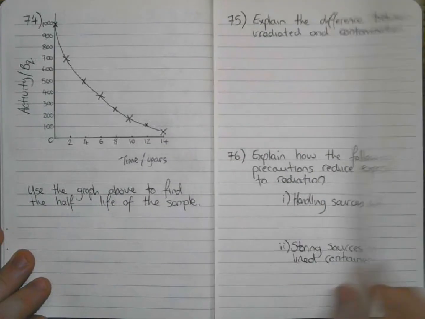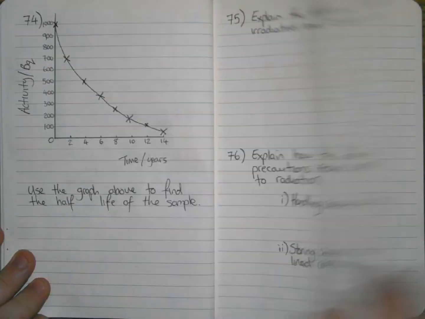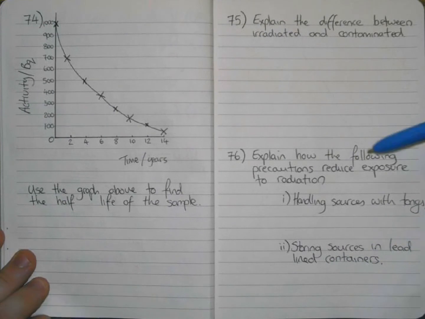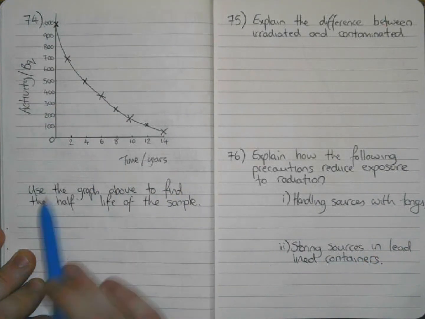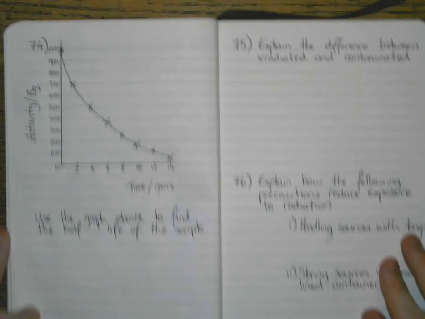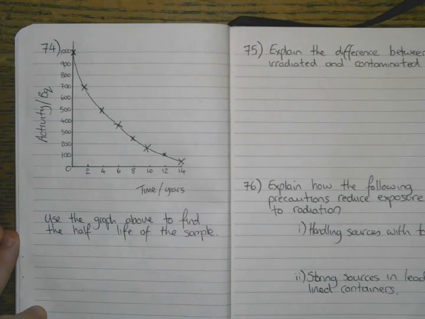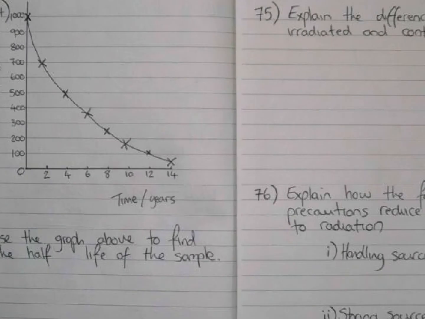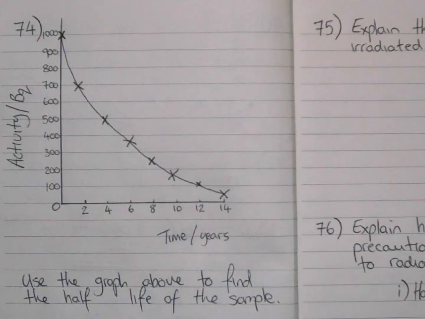We're nearly finished, I promise. Look, the next page is empty. So this is the end of the last topic in paper 5 of the Edexcel GCSE Physics. Using this graph, find the half-life of the sample. So I'm going to zoom in and I'd like you to pause the video and work out the half-life for yourself.